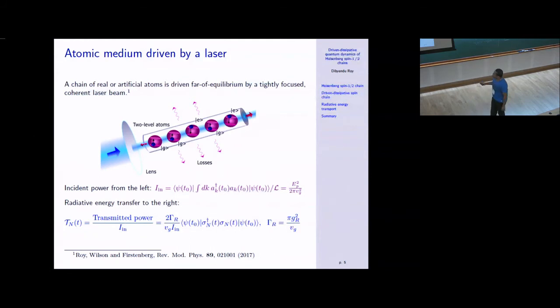I will drive these systems with a laser which is very tightly focused, so that it really behaves like a 1D system. The left bath is like the laser which I incident from the left, and I am interested in calculating radiative energy transport through this medium. Mostly in today's talk, I will consider how much light power has moved from left to right, and that we can calculate.